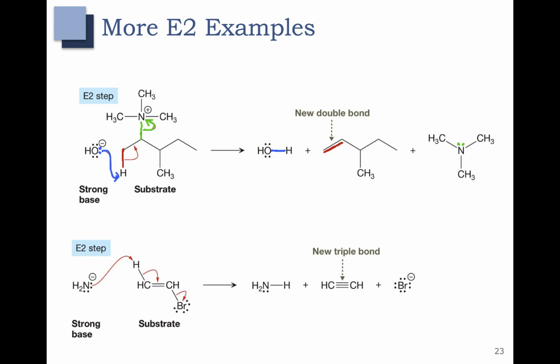Here's another example. In this case, we're forming a new triple bond. So our E2 reaction is forming an extra pi bond. Let's follow the electrons. The lone pair on NH2- becomes a nitrogen-hydrogen bond. The carbon-hydrogen bond comes down to form a pi bond. And the carbon-bromine bond comes off to become a lone pair on the bromine, forming Br-.